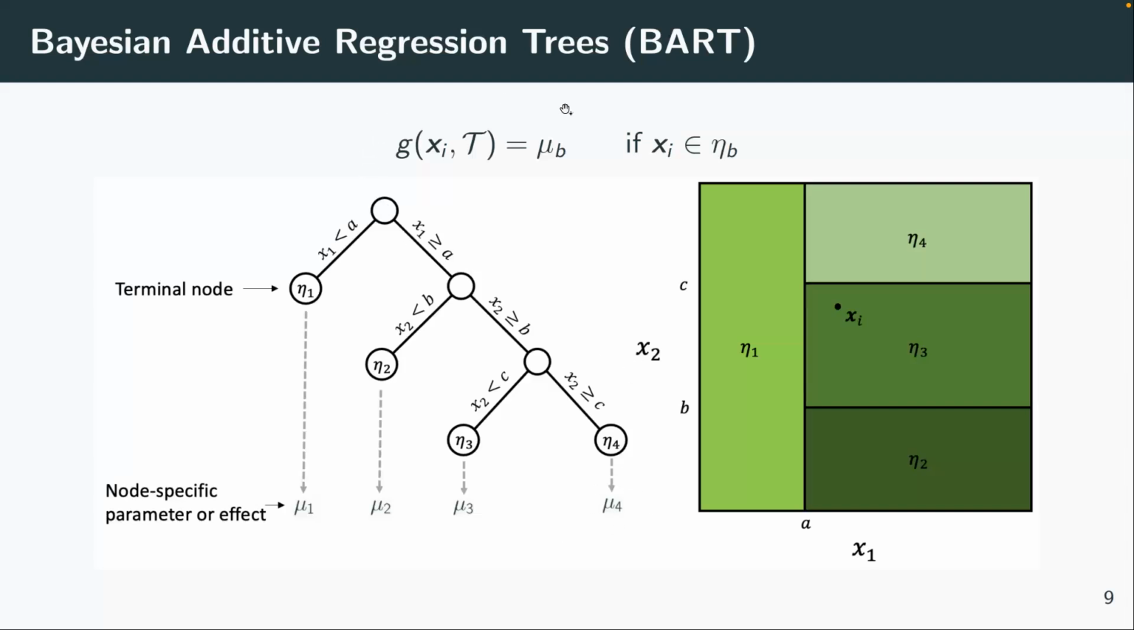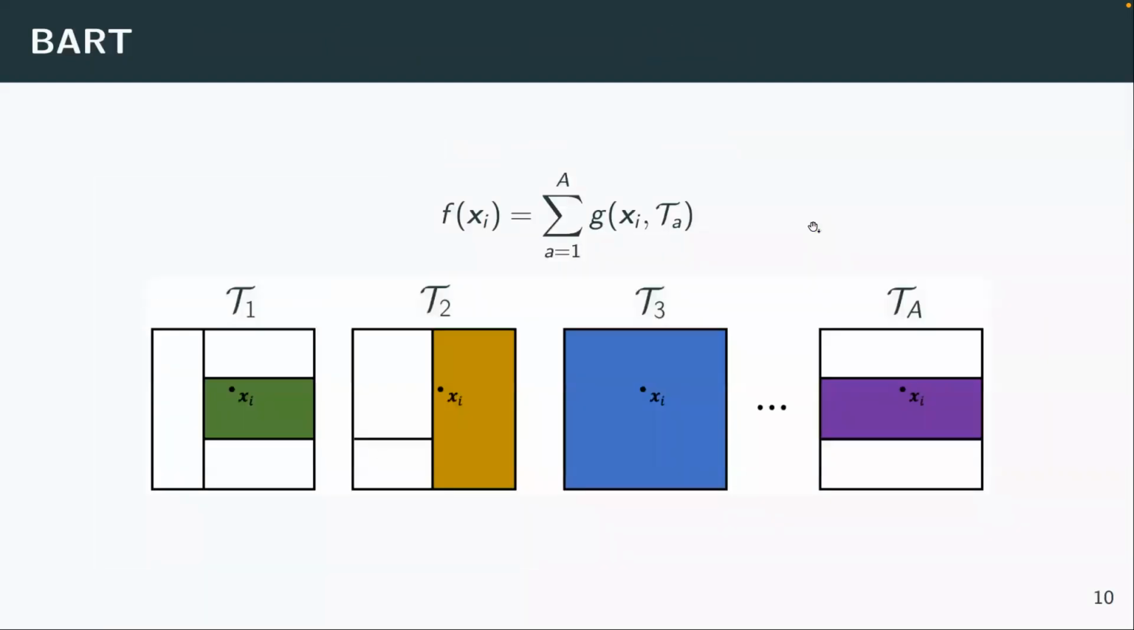So each tree is just defining a really simple function. If we have a predictor X and a tree structure, this function is going to equal mu B if observation I falls into terminal node B. So each of these trees just defines this very simple piecewise constant function. But the power comes in when we ensemble these trees. So we add multiple of these trees together.